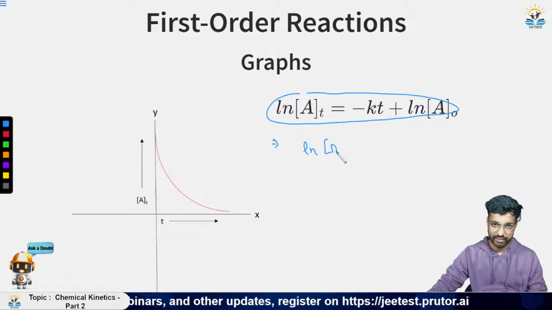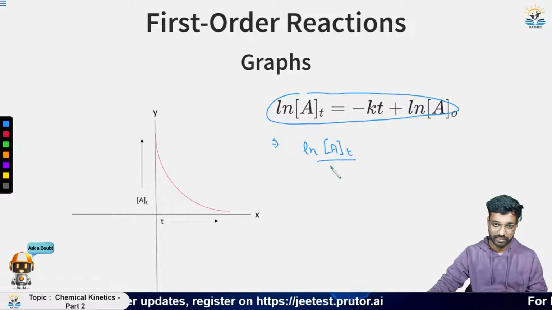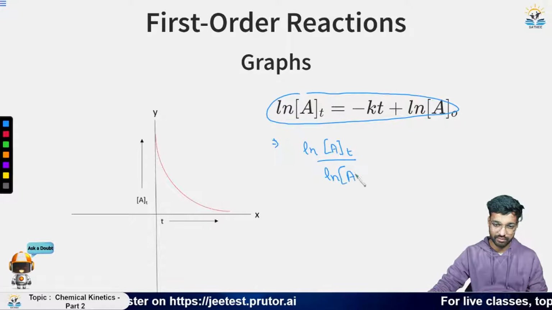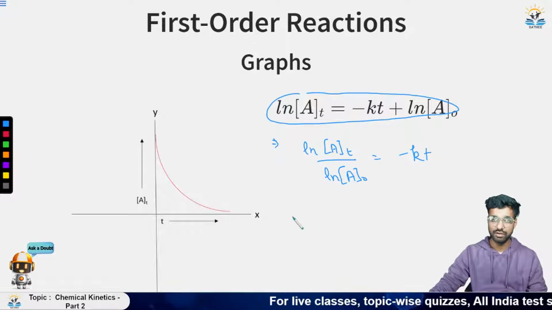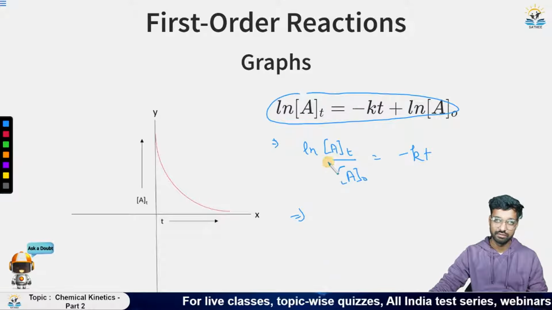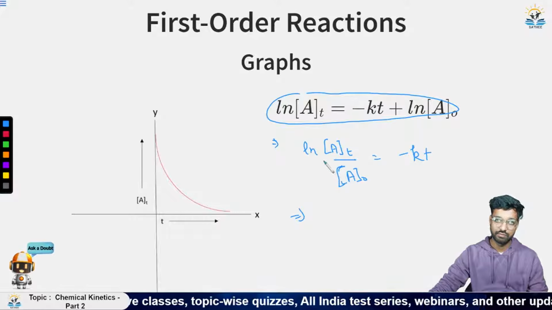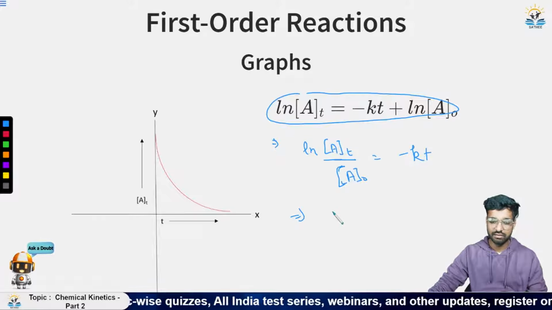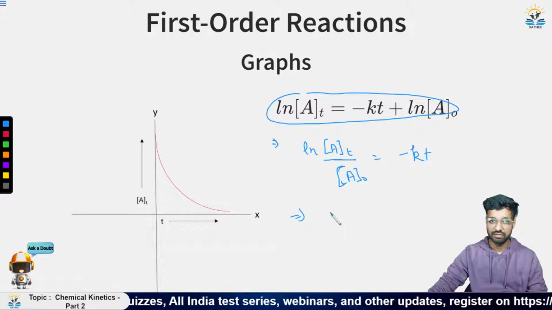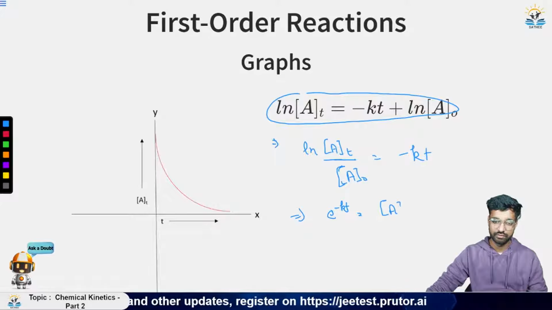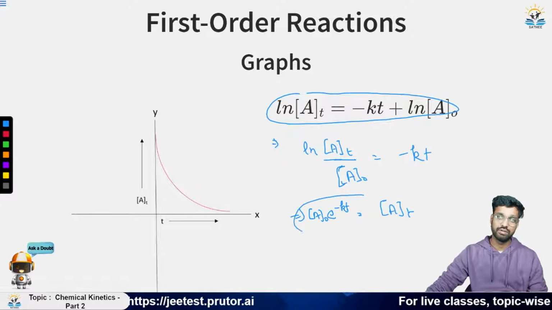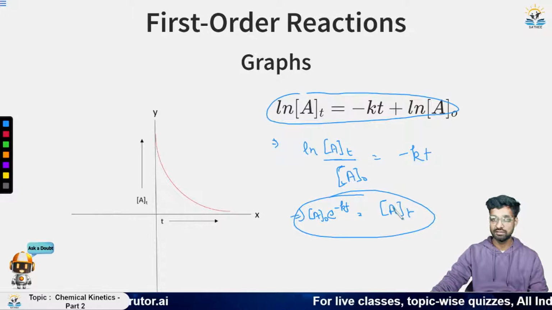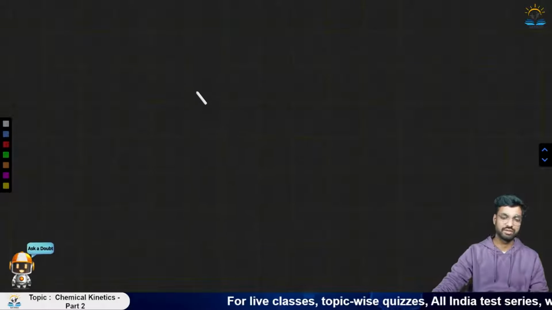ln At by ln A naught. That will be equals to minus kt. Now if you take the anti-log here, it will be given as e to the power minus kt is equals to At by A naught. If you multiply it here, it will be A naught times e to the power minus kt. So this is also a form of first order reaction. So this is one more property of this log, you can say.